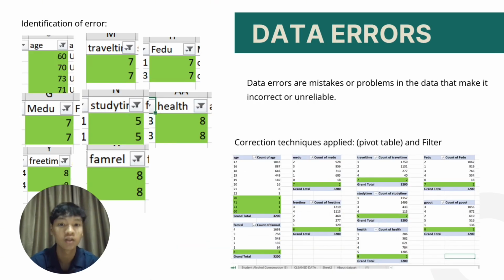And the second one is data error. Data errors are mistakes or problems in the data that make it incorrect and unreliable. For identification of errors, as we can see, there are data errors in the columns age, traveltime, Fedu, Medu, studytime, health, freetime, and famrel. For the correction technique that we apply, we also analyze the data errors by using a pivot table and filter and correct them manually.